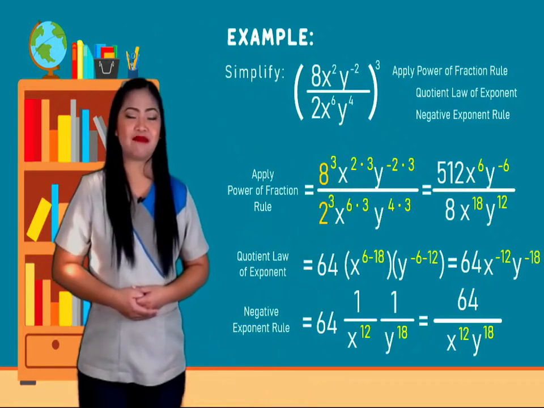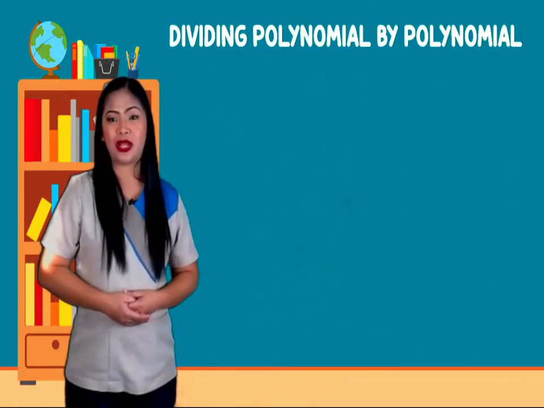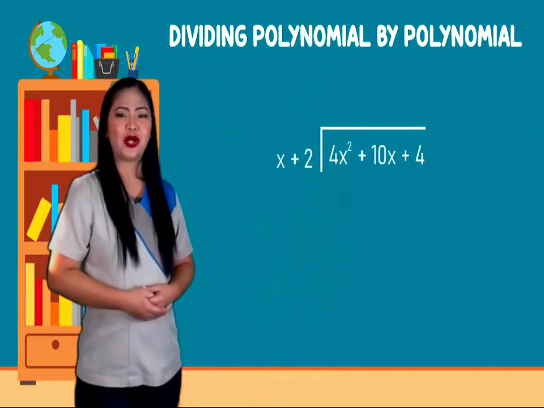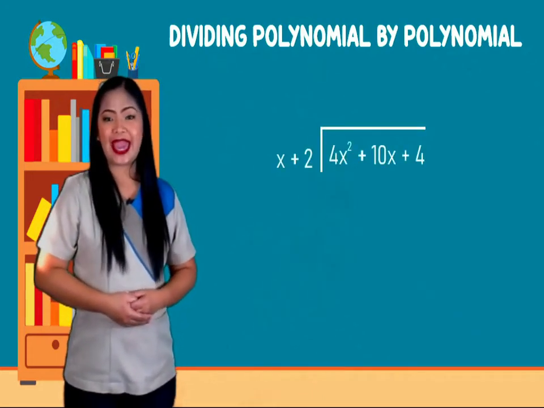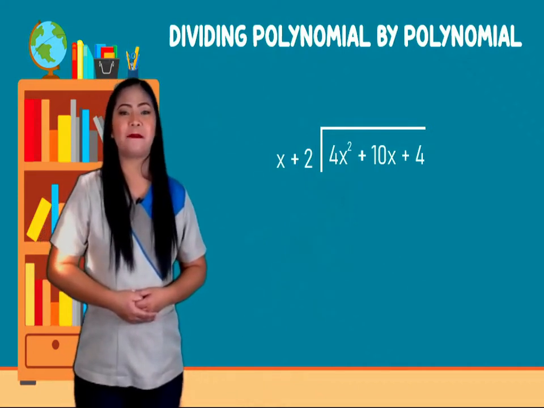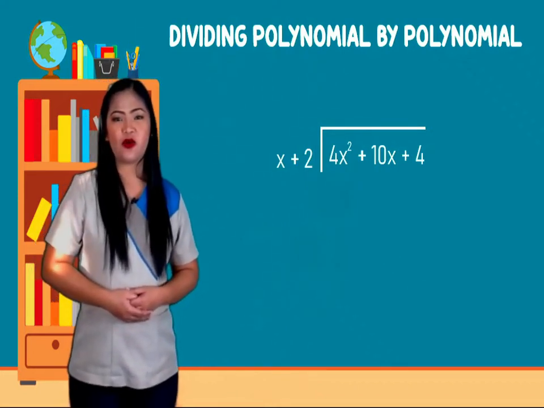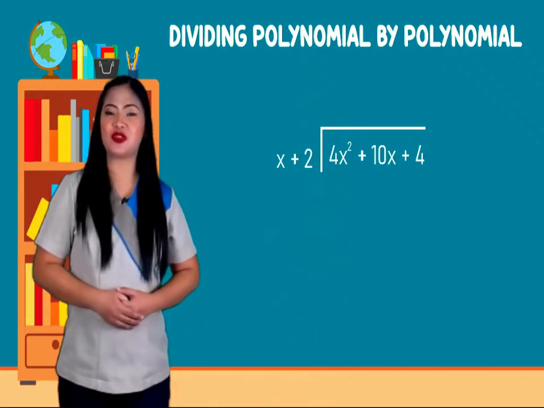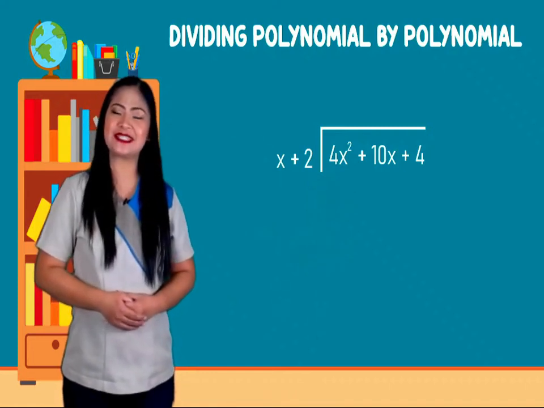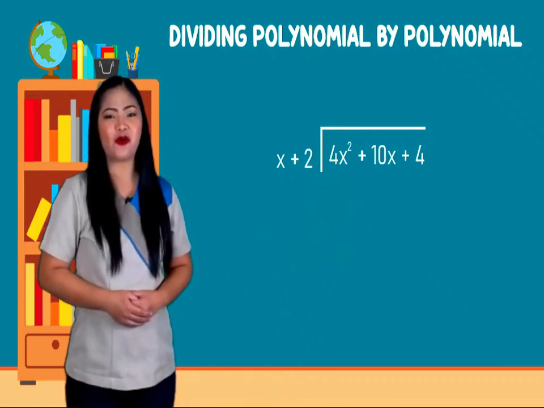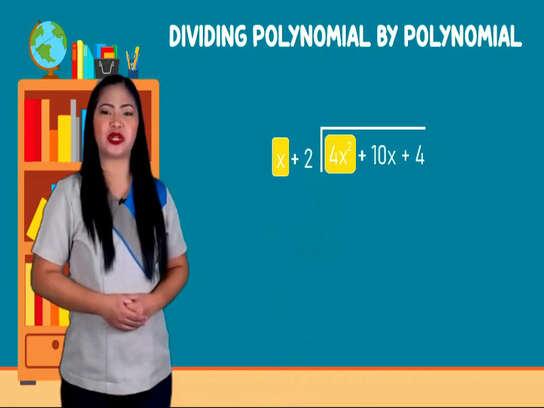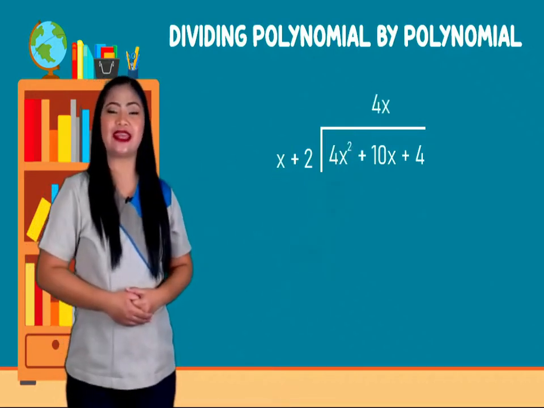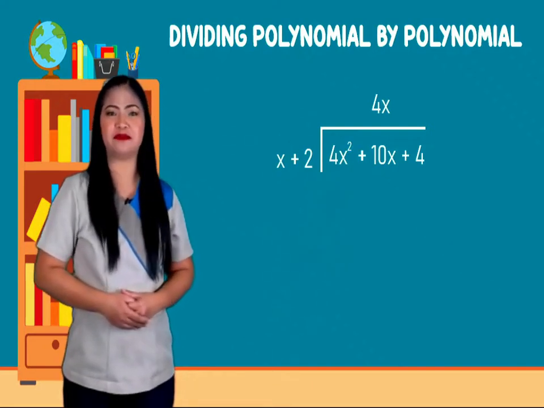We also have dividing a polynomial by a polynomial by using long division. For example, we have 4x raised to the second power plus 10x plus 4 divided by x plus 2. The first thing to do is to focus on their first terms and divide it. 4x raised to the second power divided by x is 4x. We write it right above its like term.